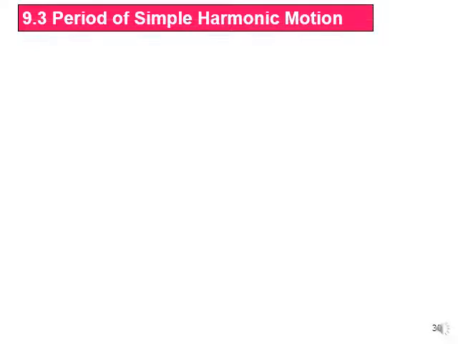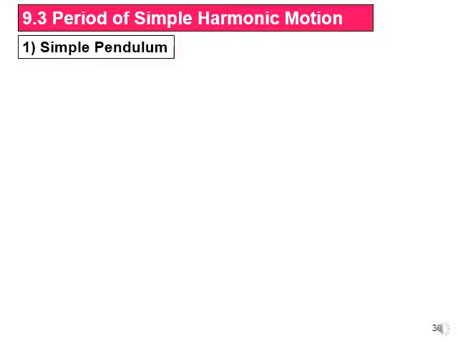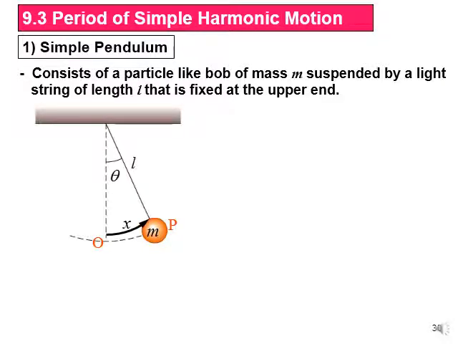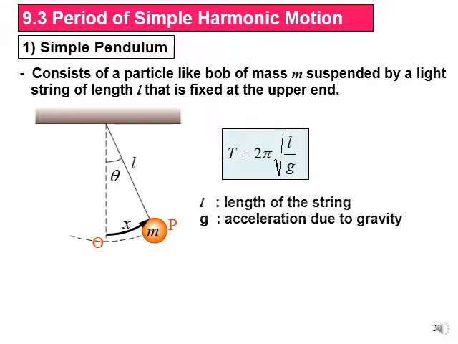The last subtopic, 9.3, period of simple harmonic motion. 1. Simple pendulum. Simple pendulum consists of a particle-like bob of mass m suspended by a light string of length L that is fixed at the upper end. The period T of a simple pendulum is given by T is equal to 2 pi square root of L over g, where L is length of the string, g is acceleration due to gravity.